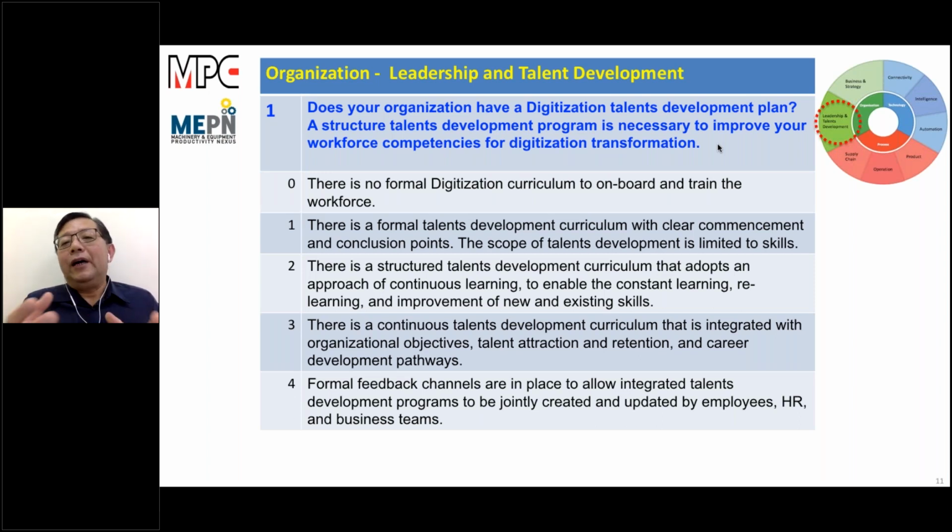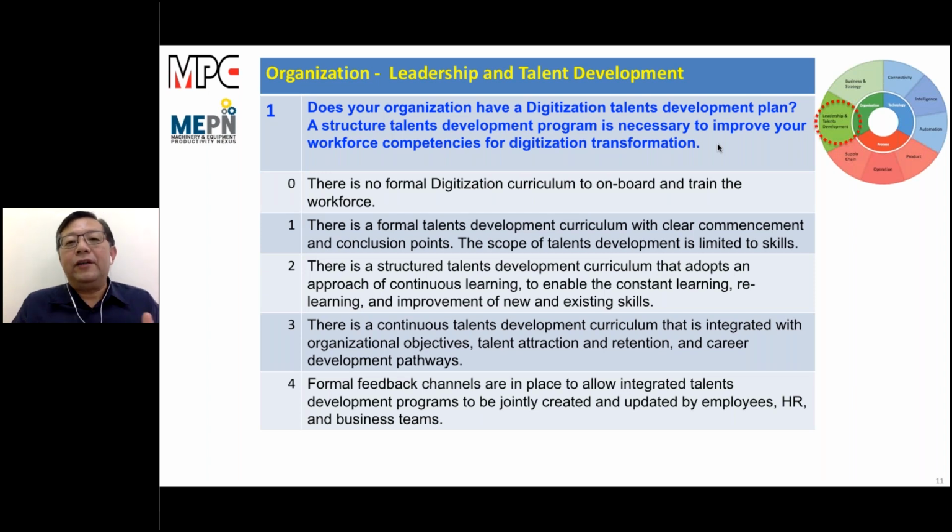For example, now some of the youngsters start to learn a lot of programming by themselves. Some of them learn code, Python. Some of them learn C# and all that. So some of these programming languages can actually be used for digitization. They can use that to write some programs. You are using AI to do the analytics and all this.